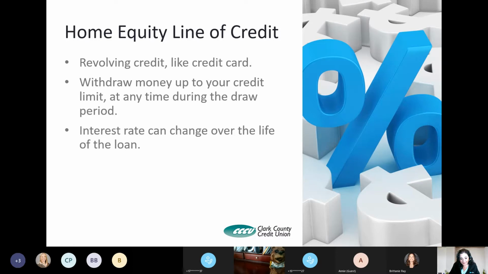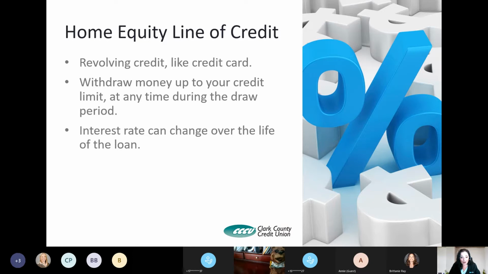Would the interest rate be different on the home equity line of credit versus the loan? You cut out. Is that what you were saying? Is she muted again? Yes. Oh, okay. Yes, typically there are different rates for a fixed rate versus a variable rate loan.